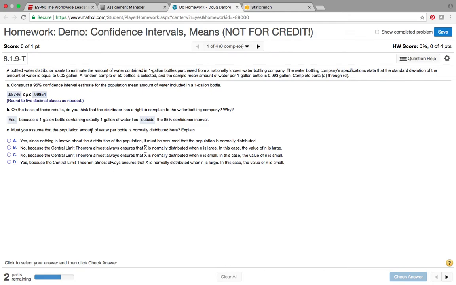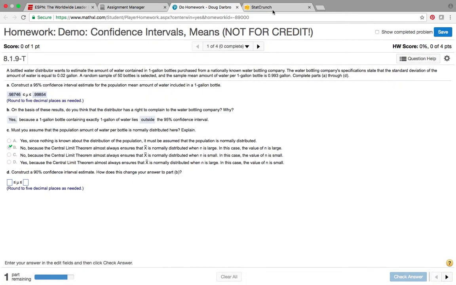Must you assume that the population amount of water bottle is normally distributed? Well, the answer is no, because anytime we get a sample of 25 to 30 or higher, the central limit theorem says that the distribution of sample means will be normally distributed. So must you assume? No, because the central limit theorem says X bar is normally distributed when n is large. So in this case, it's large. So again, what's large? Anything above 25.